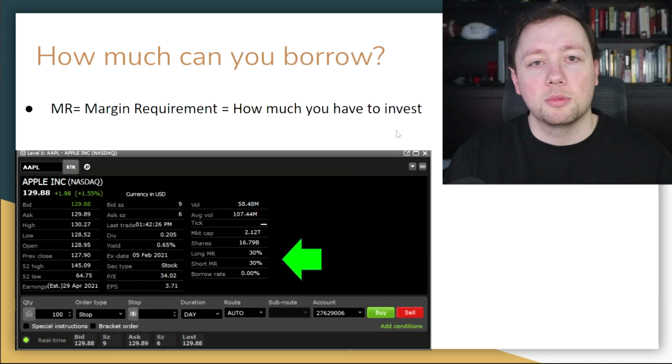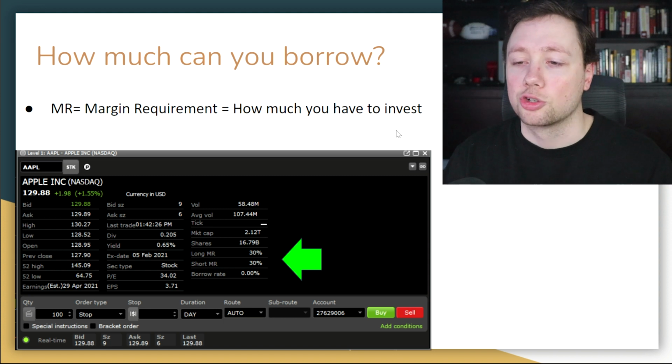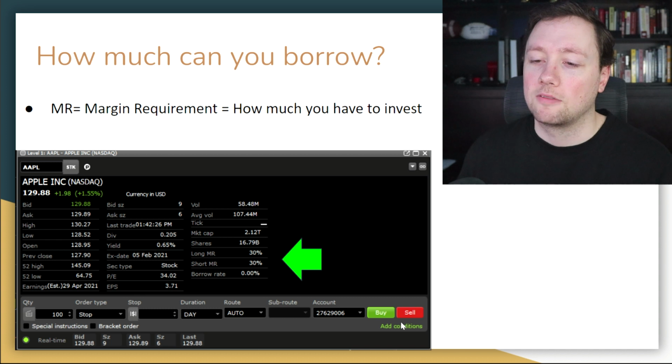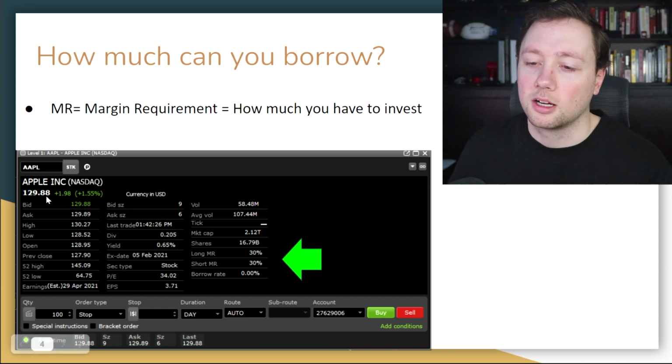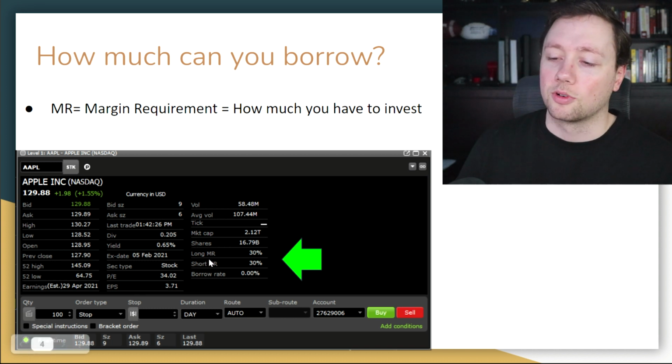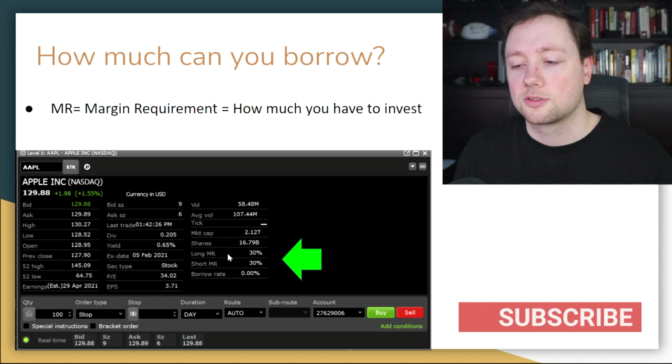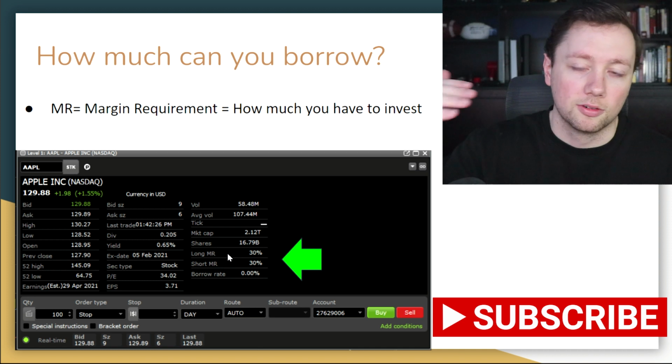Now, to figure out how much money you can borrow once you have a margin account set up, you have to look at the margin requirement for each security that you hold. So right now, I pulled up a level 1 quote from Apple Inc. The price is $129 right now. And on the right hand side here, you can see the long MR and the short MR. That stands for the margin requirement if you're going to buy or if you're going to short sell.